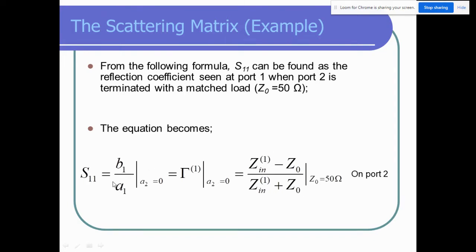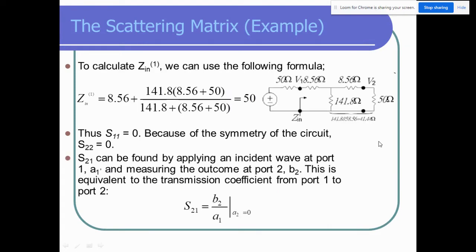So to find S11, we know already Z naught is 50 ohm, so we need to find Z in first. So let's go and find Z in, then we can find S11. To find Z in, we need to look from port 1 towards port 2, while port 2 is matched with 50 ohm.